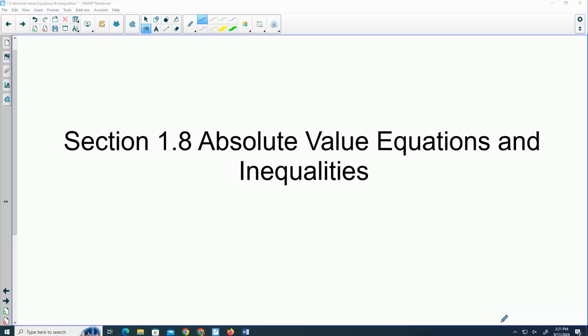Absolute value is measuring how far something is from 0. It's distance from 0, and distance cannot be a negative number. So with absolute value, whatever you put in, it becomes a positive. When we are solving equations, we need to remember a couple different things.